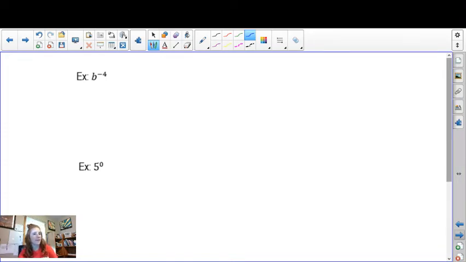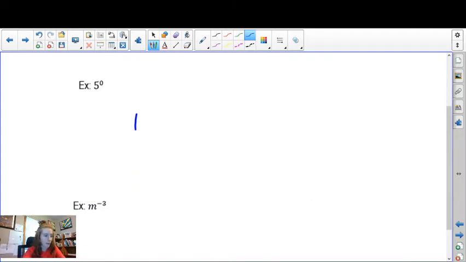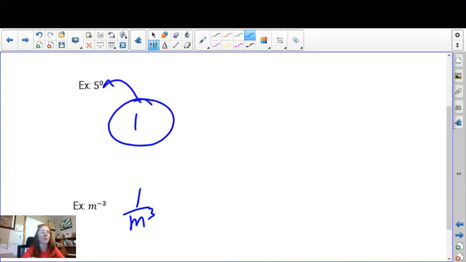Go ahead and try these 3. So there's your first 2, and there's your third one. Try those 3. So pause video, work those 3 out, see what we get, and see if we agree. Remember, I said anything to the 0 power is 1.